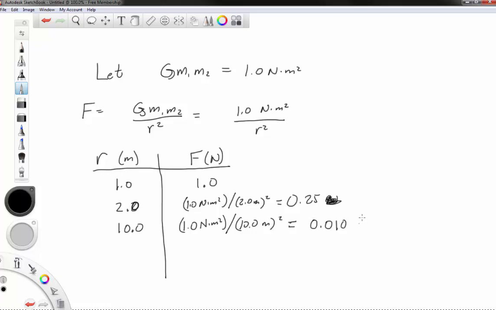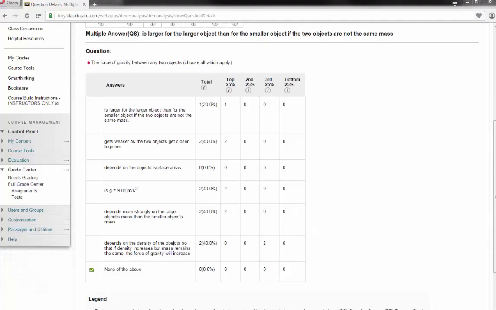So notice that as r is getting bigger, F is getting smaller. The conversely true statement is that as r is getting smaller, F is getting bigger. F getting bigger is the same thing as saying that the force is getting stronger. So that's the opposite of what this option says.